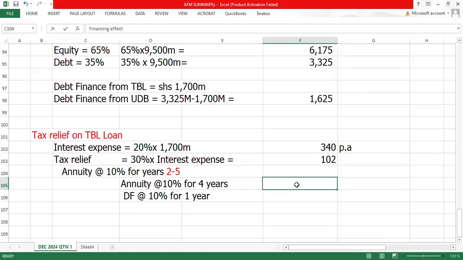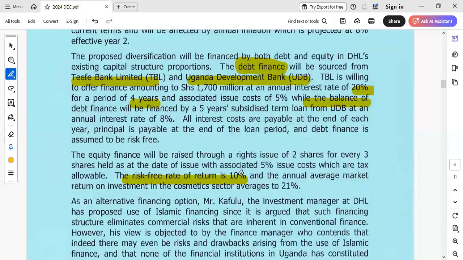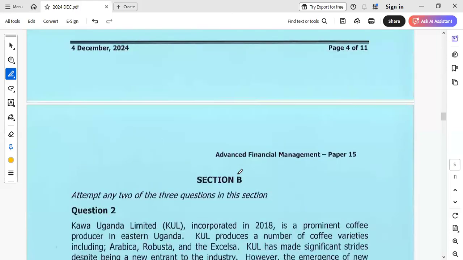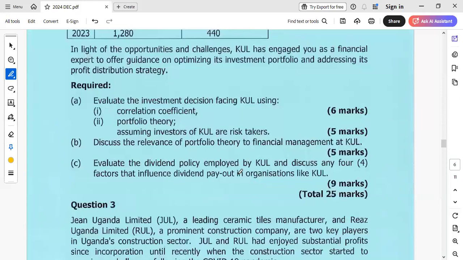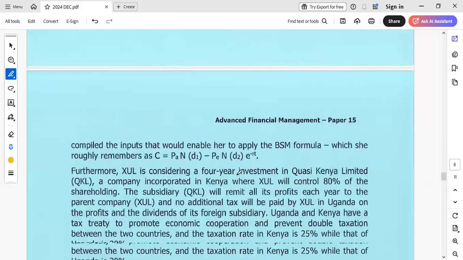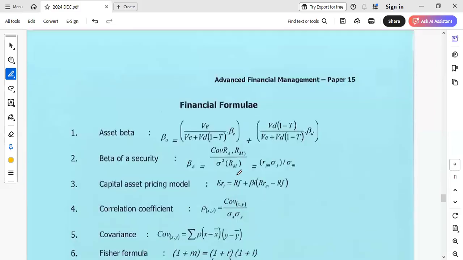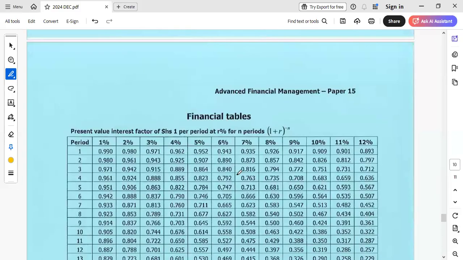I know at this point it may look confusing, but I am going to explain this. Go to your table and look for the annuity factor. Use the last table, because here you're looking at more than 1 year annuity, more than 1 period. It is 4 years, so that is more than 1 period.